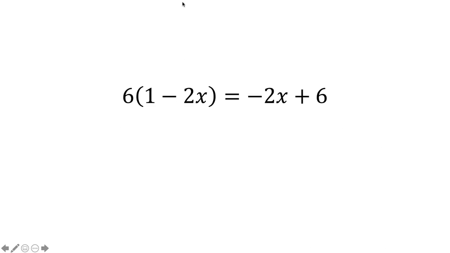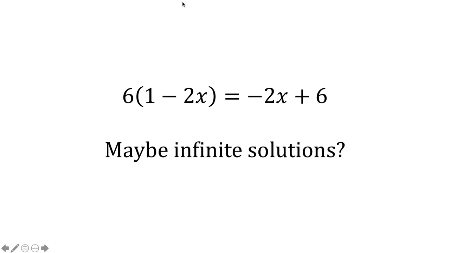It's worth meeting it head on. So let's say you have an equation like this. 6 times (1 minus 2x) equals minus 2x plus 6. You might look at it and feel like, I've got the same coefficient for x on both sides, and I've got the same 6 as well. Is this going to be infinite solutions here? Well, we'll see. It doesn't actually work out that way. It's always a good idea to follow these equations through using the usual techniques for solving an equation.